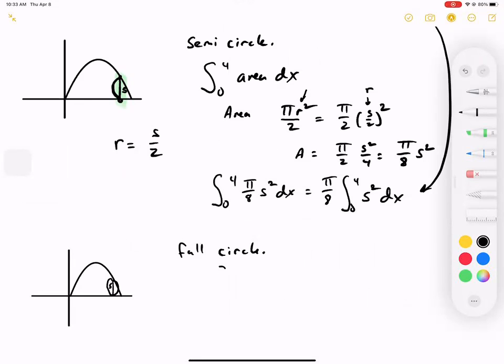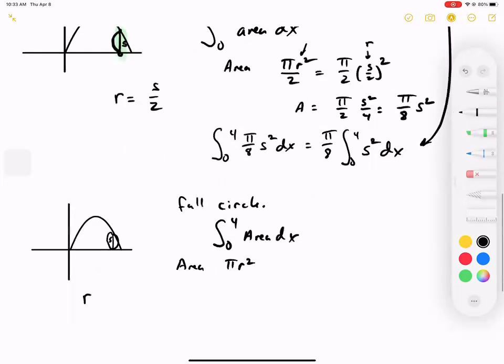Okay, so integral from 0 to 4 of area dx. What type of area? We're dealing with a full circle here. Area is pi r squared. Great. But the problem is r is not s. So r is s over 2. Because again, the radius is half the side s, which is the length from top to bottom. If you forgot, s in this case was y, our equation, negative x squared plus 4x minus 0, right? That's upper minus lower.